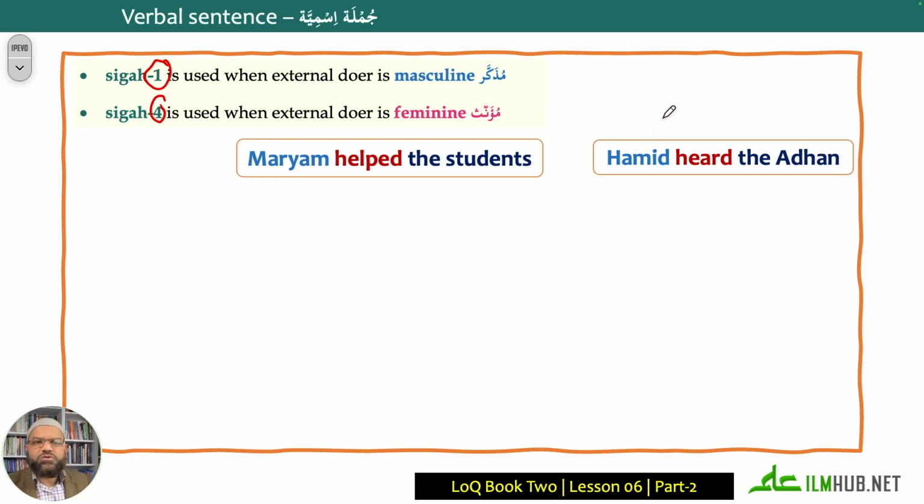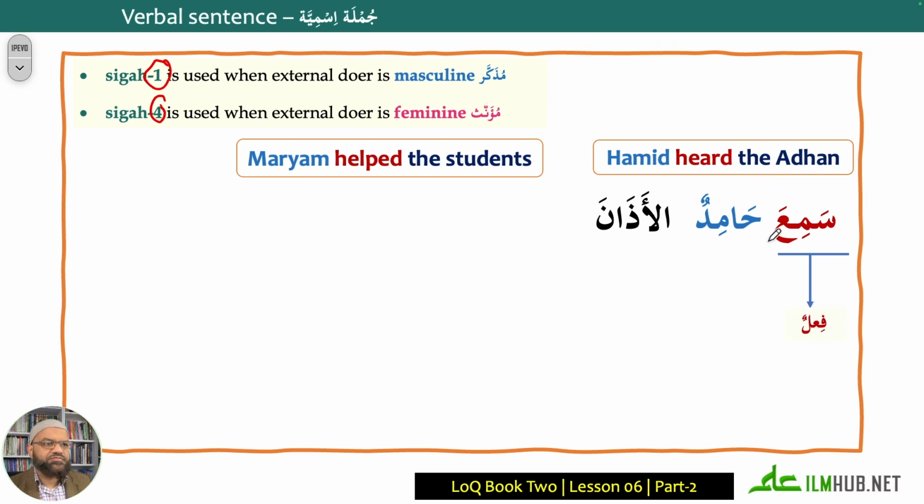And if you made notes previously, at least try to write the sentences down. You don't have to do all the additional stuff I'm giving you. It's only for your information to make things easy. But please at least write the sentences down. So we have Sami'a Hamidun al-adhana, the adhan. So Hamid heard or listened to the adhan.